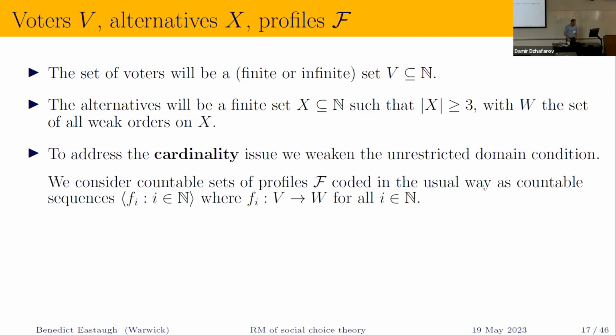And then to address the cardinality condition, instead of having profiles as being sets themselves, they are all coded into a sequence. So we have a countable sequence of profiles, a countable sequence of functions mapping voters to weak orders. And then we're going to have to impose some conditions on these sequences.